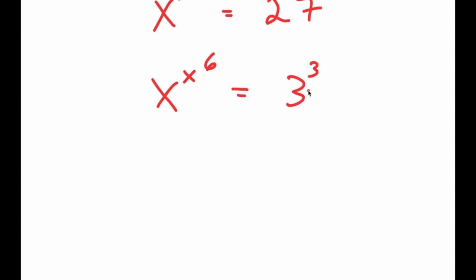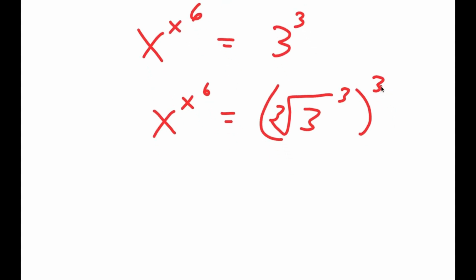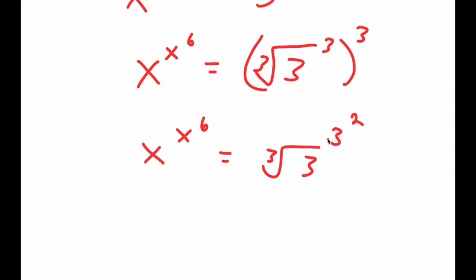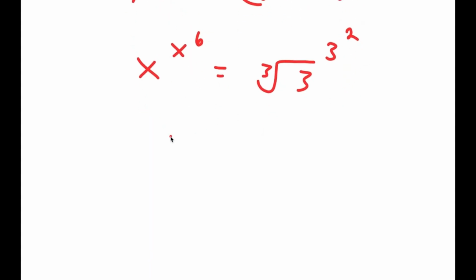And now from here, this is the same thing as x to the power of x to the power of 6 is equal to the cube root of 3 to the power of 3 to the power of 3. Which is equal to the cube root of 3 to the power of 3 squared. Because 3 times 3 is 9, and 9 is the same thing as 3 squared.